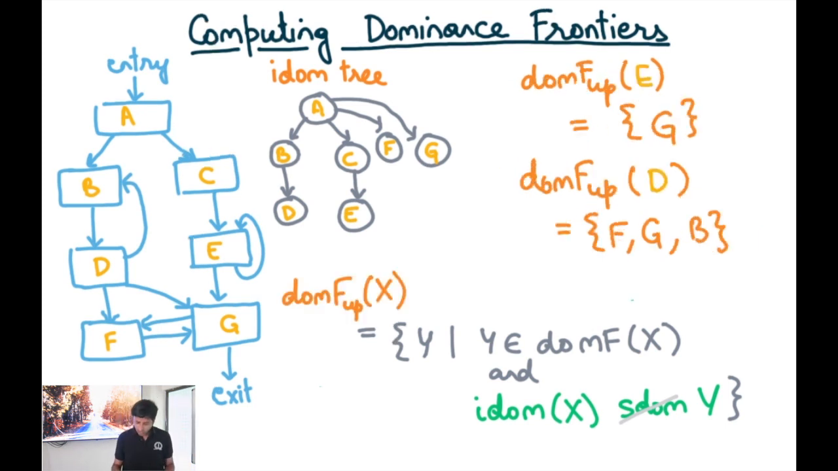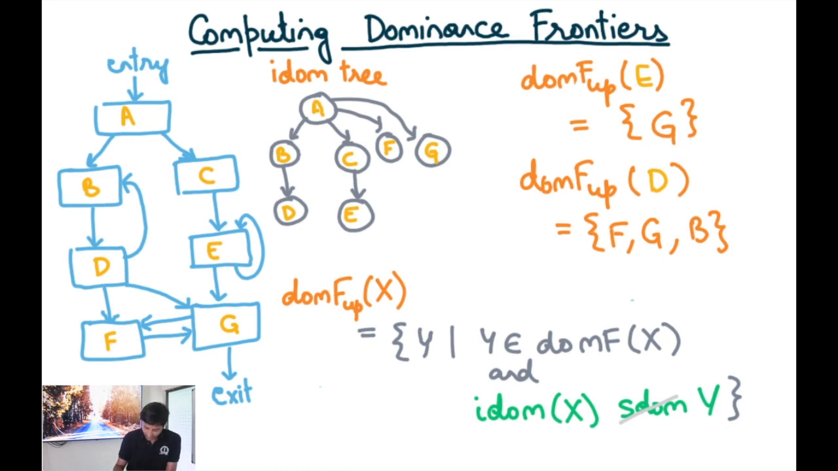So for example, the dominance frontier up of E, which is this node, is G. So what is the parent of E? It's C. And what is the dominance frontier of E? Well, the dominance frontier of E was E and G, but E is strictly dominated by C, so E is not in the dominance frontier of C, but G is not strictly dominated by C, so G is in the dominance frontier of C, and so domF up of E is G.